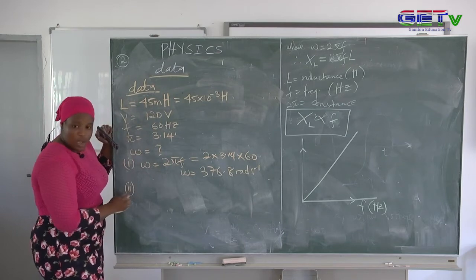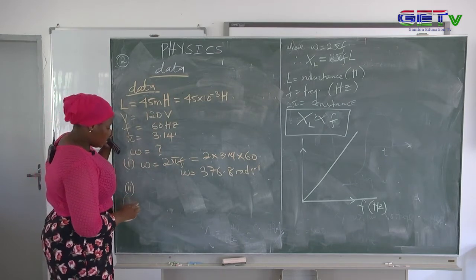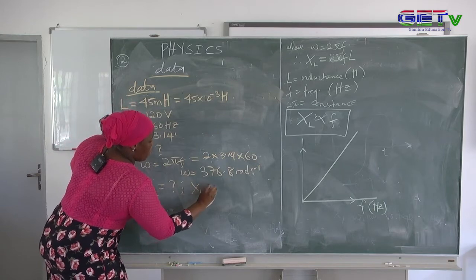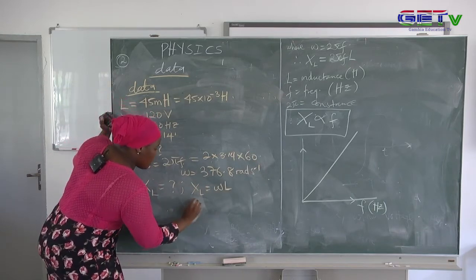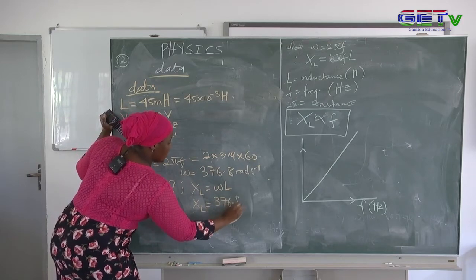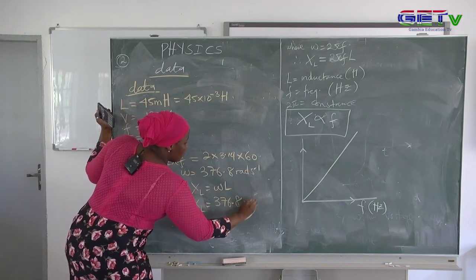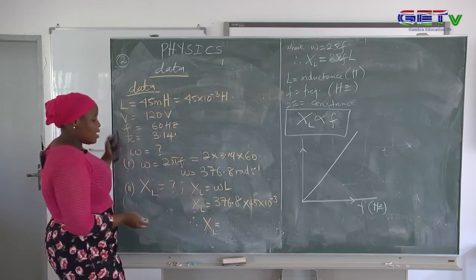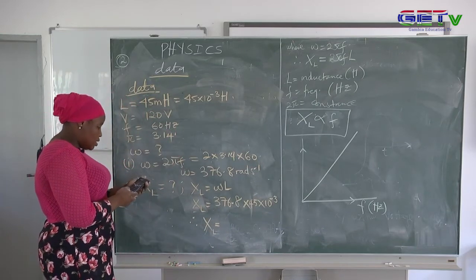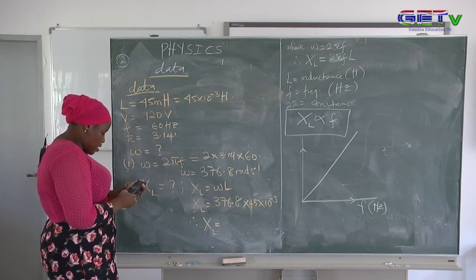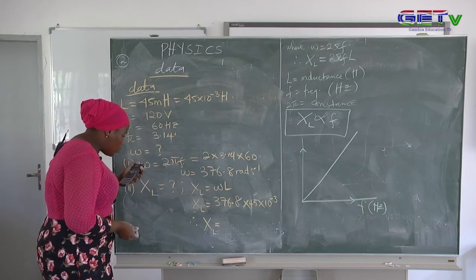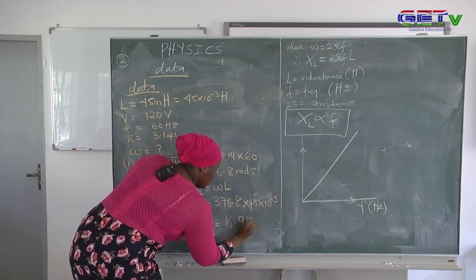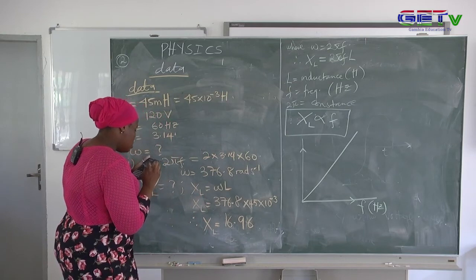The second part requires us to solve for the inductive reactance, that is XL. That should be omega times L. Omega is found as 376.8, and L is given as 45 times 10 to the power minus 3. Therefore, XL, the inductive reactance, becomes 376.8 times 45 times 10 exponent minus 3. And that should be 16.96.